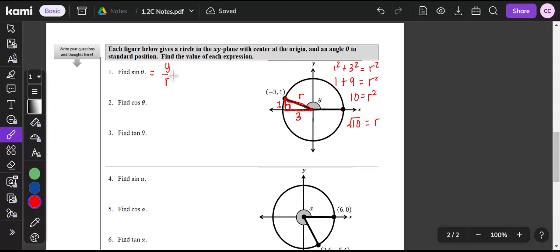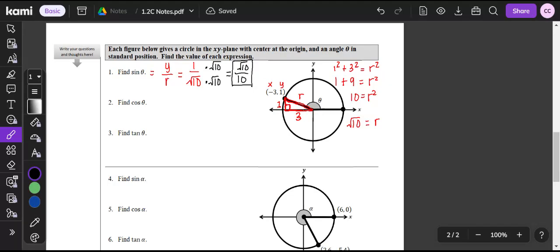Okay, so now going back to my function, the sine value is going to be equal to the y-coordinate, which is 1. So remember, this is y, this is x. So I have 1 divided by the square root of 10. And normally we don't like to leave roots in the bottom of fractions. So what we do is we multiply on the top and the bottom by root 10 to get the root out of the denominator. So root 10 times root 10, that's 10. And then root 10 times 1, that's root 10. So now I know the sine of this angle is root 10 over 10.